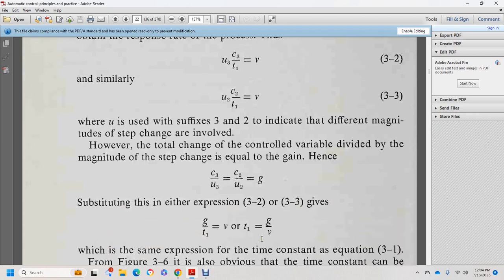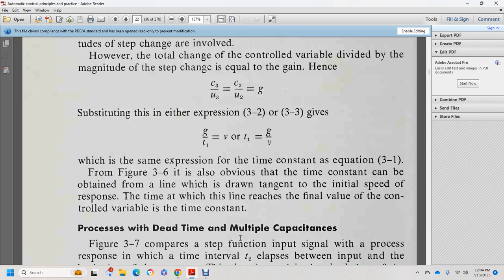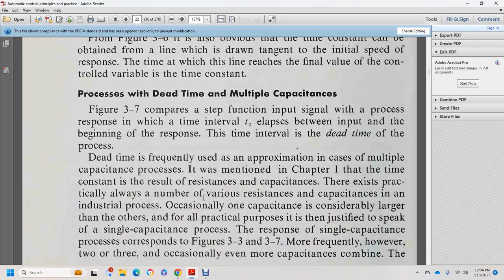Substituting either expression, 3-2 or 3-3, gain is equal to the variable over time 1, or time 1 is equal to gain over the variable. Which is the same expressed with the time constant, equation 3-1, figure 3. For the time constant, it can be named the line which is drawn tangent to the initial speed of the response, with the time of the line reaching the final value of the control variable, with the time constant of the process with the dead time multiple capacity.